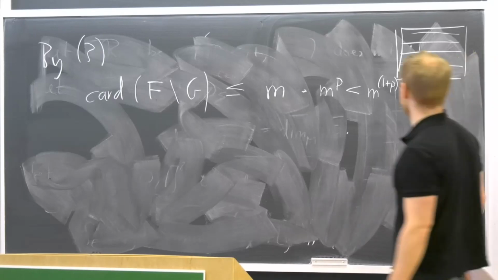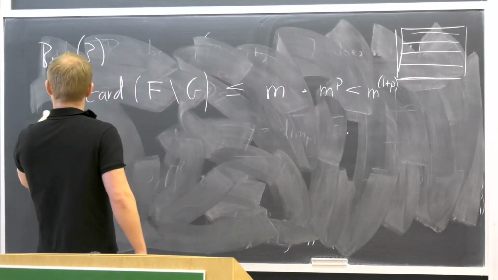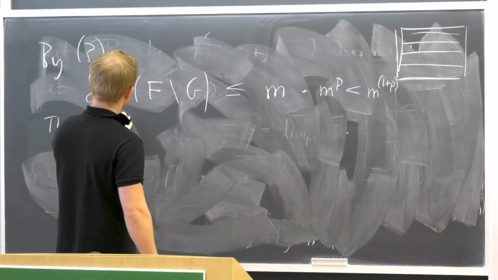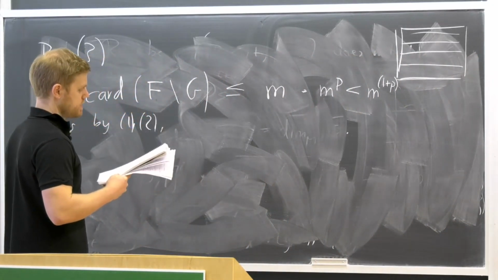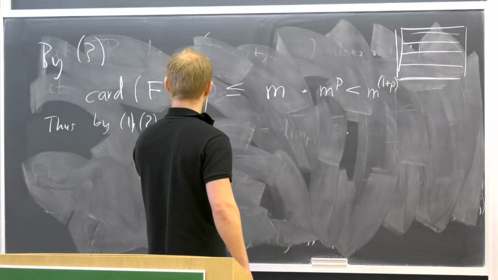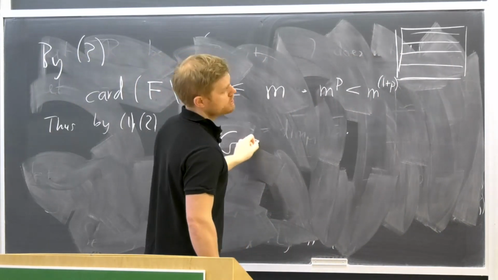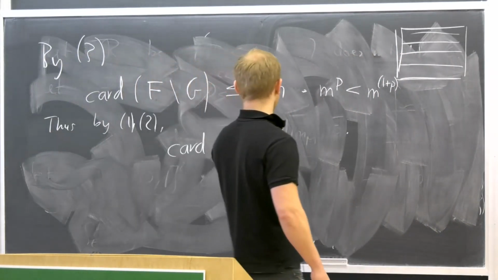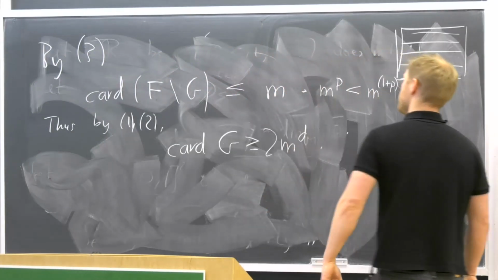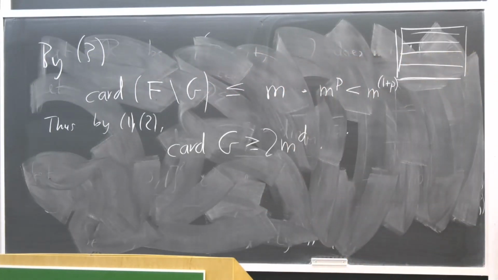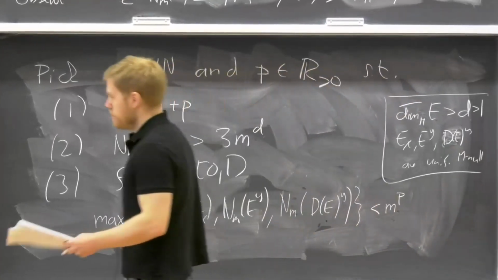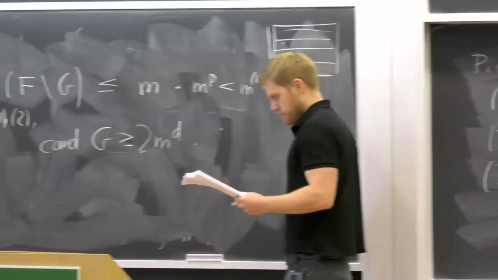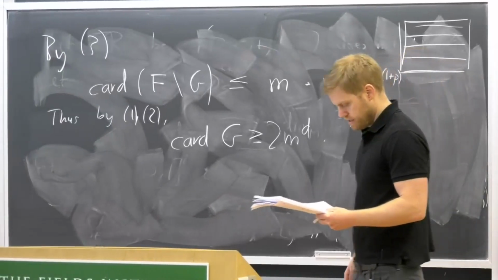So that means, thus by 1 and 2, we get that the size of G is rather large. The cardinality of G is at least 2m to the d, because we throw out at most m to the d many. Okay. Right.